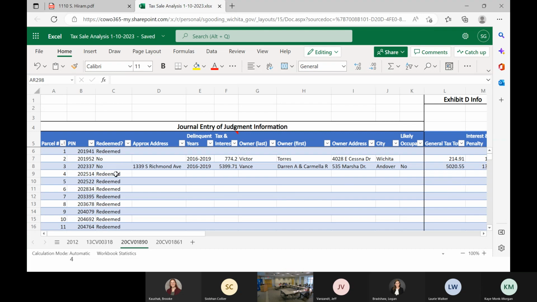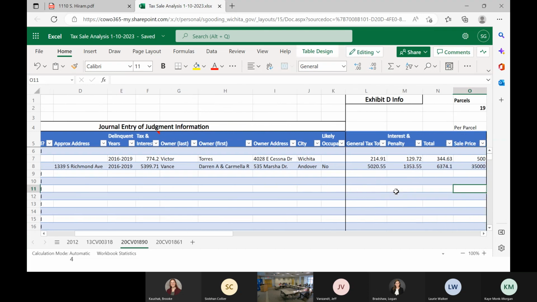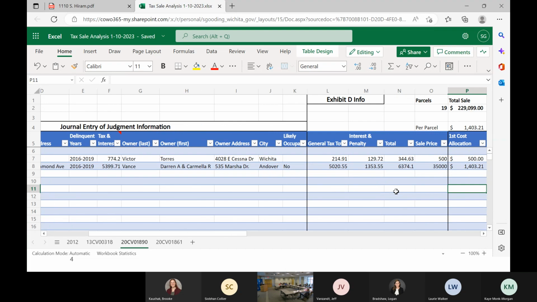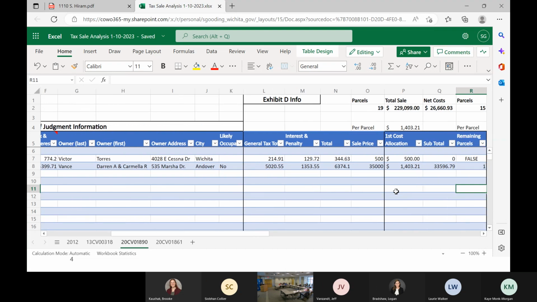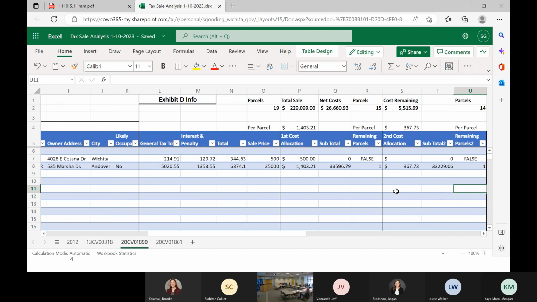And so for our purposes, if it's redeemed, I've just noted the parcel number and that redemption. If it wasn't, I've noted the approximate address, which is listed in the court filings, delinquent years, tax and interest owed, owner information, and then I go over into the information from the Exhibit D, which is the case information we hoped to be able to have.